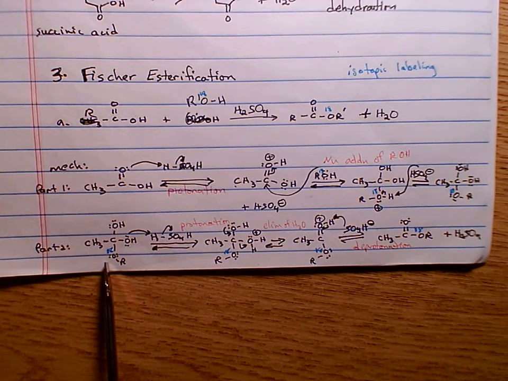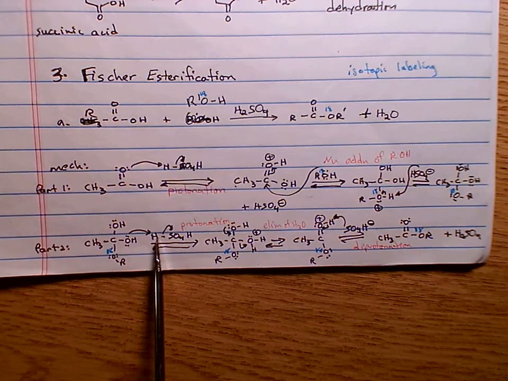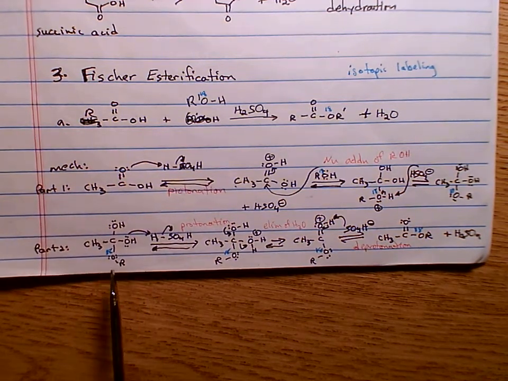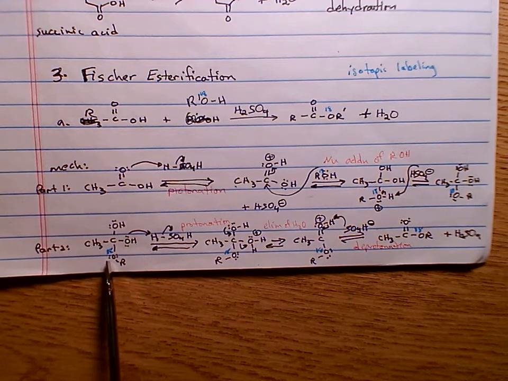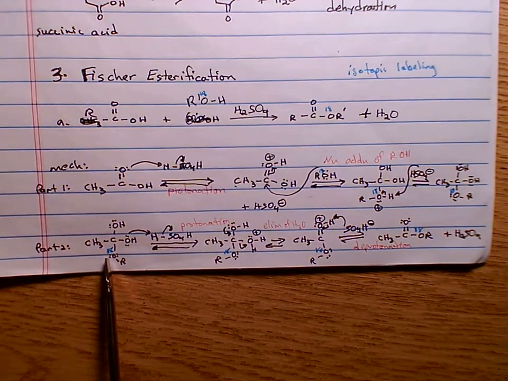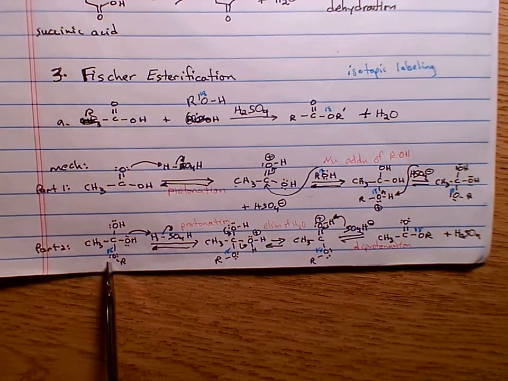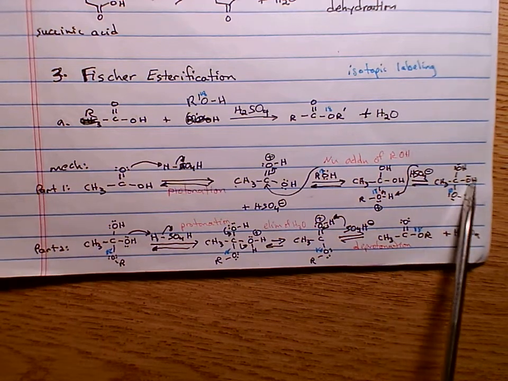And the answer is yes. I mean, this OH could have been protonated. Well, that's the same as this OH getting protonated, but this OR could have been protonated. And the truth is this OR does get protonated sometimes, but that is just the reverse reaction of this step. If we protonate this oxygen down here that has the R group on it, we just go back to here.